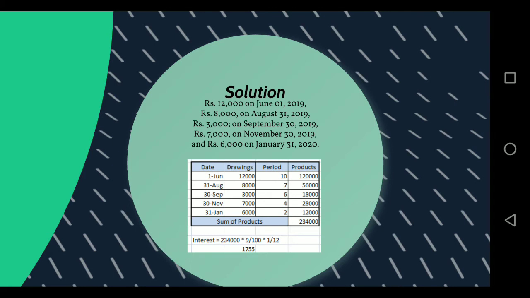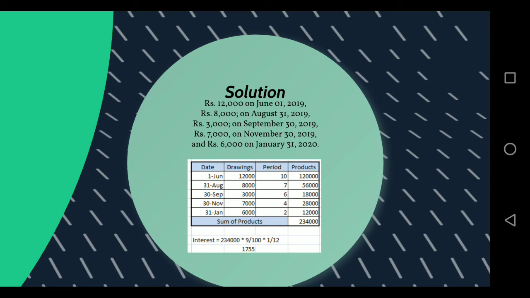Then we'll calculate products. Now what are these products? Products is drawings multiplied with the period. First column, 12,000 into 10, 1,20,000. Second is 8,000 into 7, 56,000. Third one, 3,000 into 6, 18,000. Fourth one, 7,000 into 4, 28,000. And fifth one, 6,000 into 2, 12,000. Then we have to take this total of products.